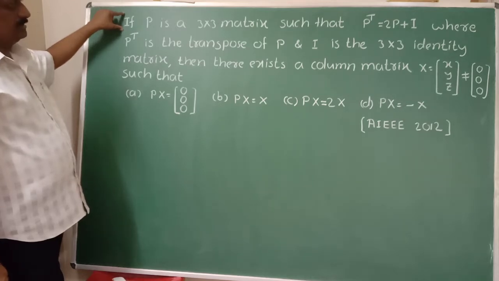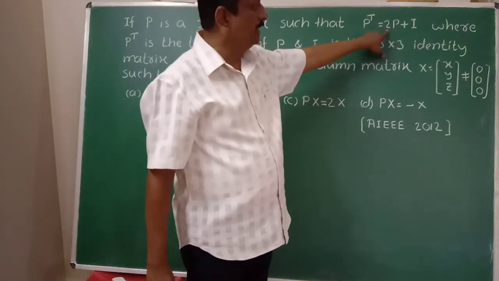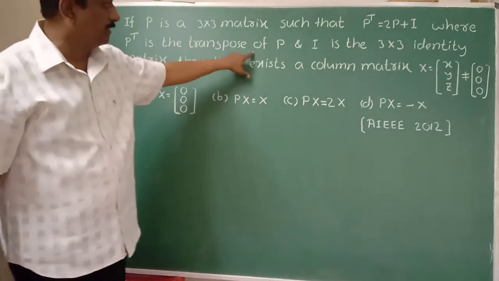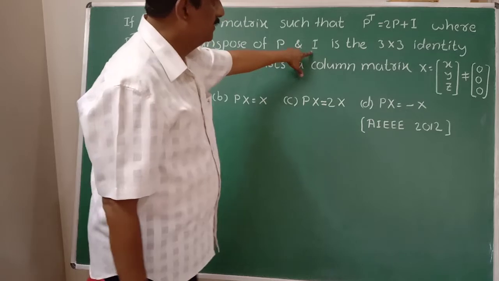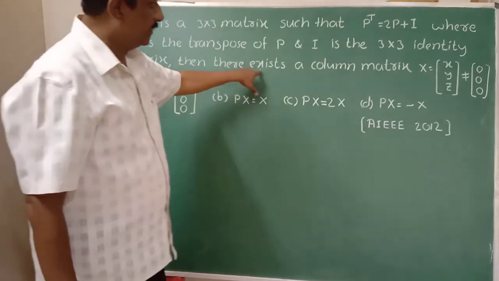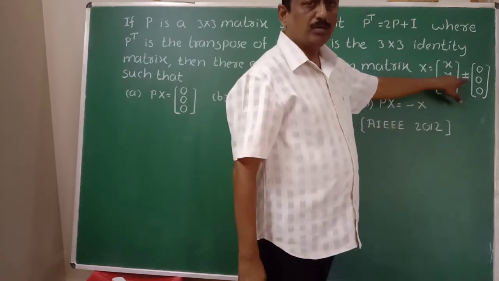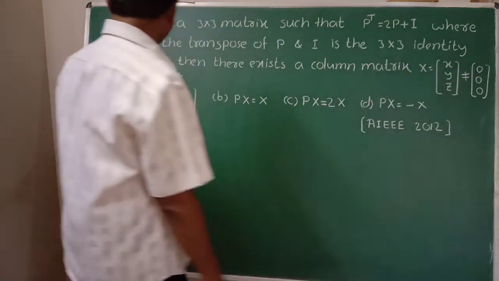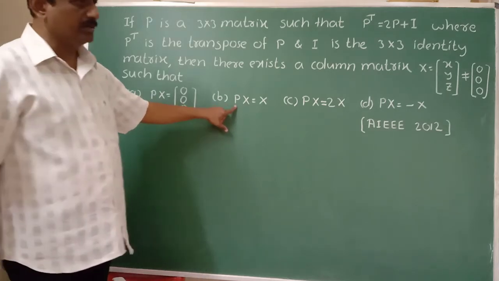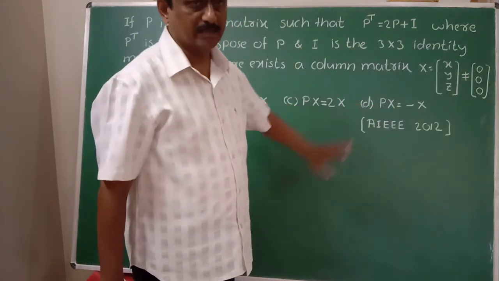If P is a 3 into 3 matrix such that transpose of P is equal to 2P plus I, where transpose of P is the transpose of the matrix P here, and I is the 3 into 3 identity matrix here, then there exists a column matrix X equal to X, Y, Z not equal to the null matrix 0, 0, 0, such that first option PX is equal to the null matrix here, second option PX equal to X, third option PX equal to 2X, fourth option PX equal to minus X here.